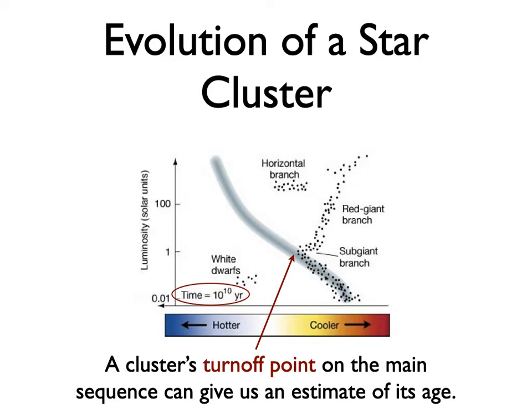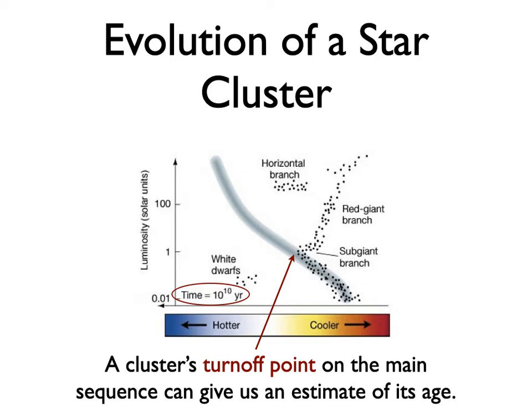Okay, so let's kind of revamp that again here. Describe how astronomers can tell the age of a cluster by using the turnoff point. Okay, so there's a couple pieces to this. First of all, we have to recognize that stars leave the main sequence.